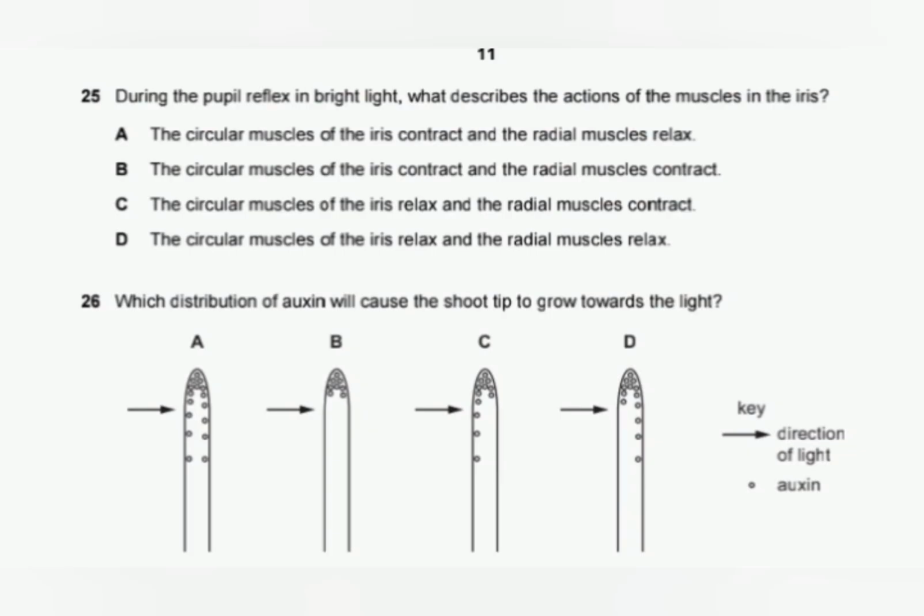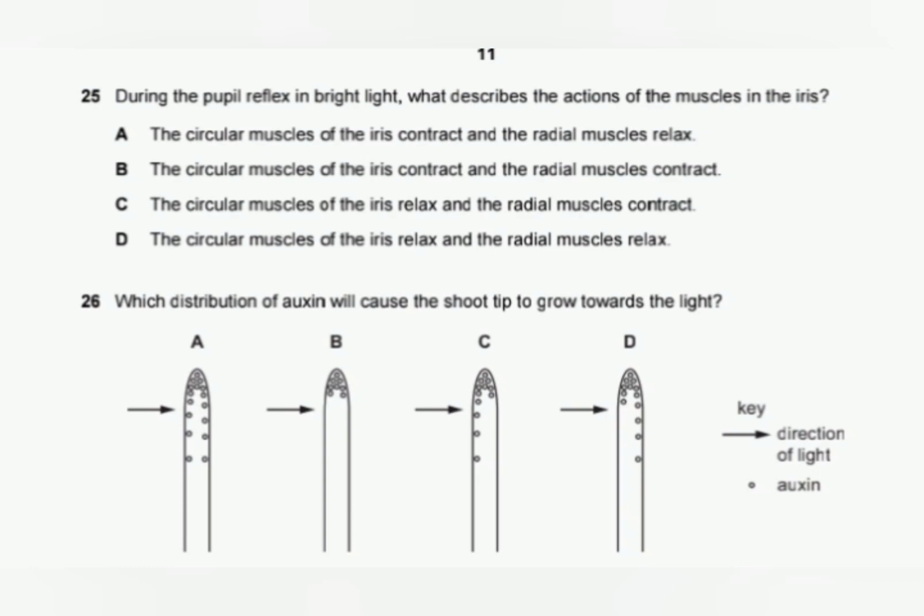Okay. So the next one is saying during the pupil reflex in bright light, what describes the actions of the muscles in the iris? So the iris has two muscles, the circular muscles and also the radial muscles. Now in bright light, we are going to find that the circular muscles are going to contract, then the radial muscles are going to relax. So the correct answer here is going to be what? A.